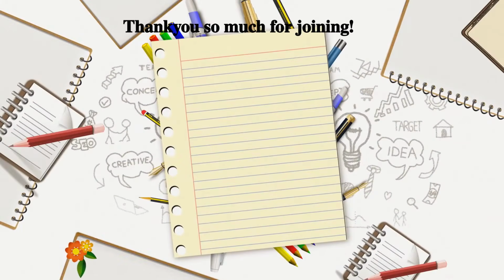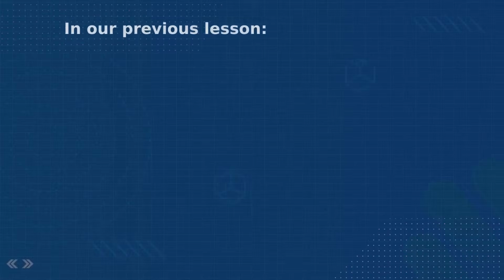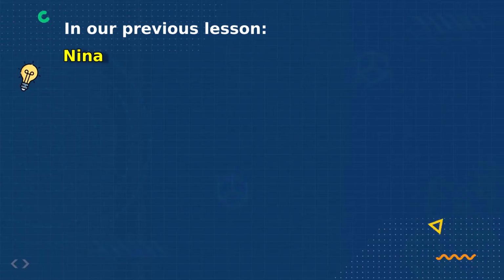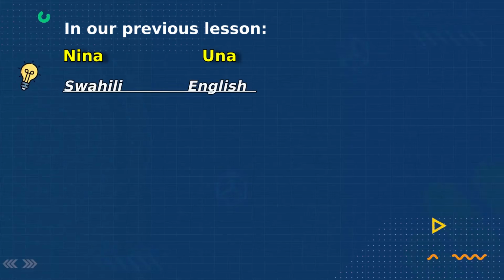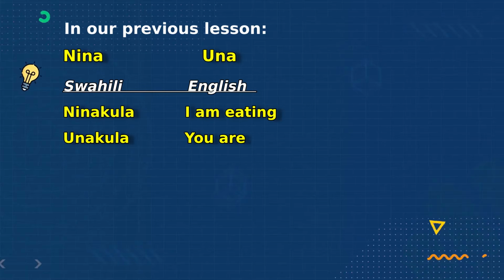I hope you're doing well and that you've been practicing the Swahili we've learned so far. In our previous lessons, we learned how to talk about ourselves and another person using nina and una. For example, ninakula, which means I am eating. Unakula, which means you are eating.